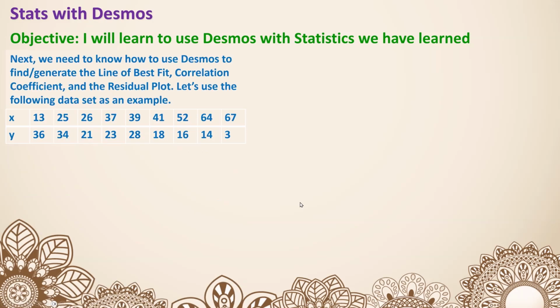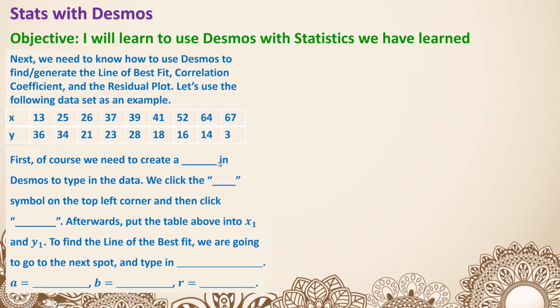Let's move on. Next, we need to know how to use Desmos to find or generate the line of best fit and find the correlation coefficient and also generate the residual plot. So let's use the following data set, X in the first row, Y in the second row. Same thing, you can either use the current website you're on or open another one and then create a table to put X and Y in there. Of course, so here it is, create a table in Desmos to type in the data. We have gone over this already.